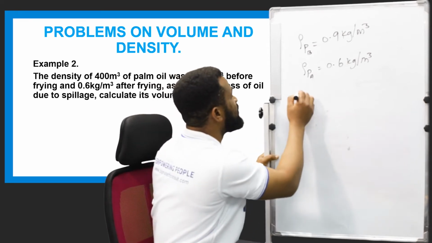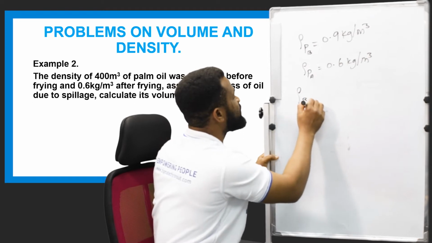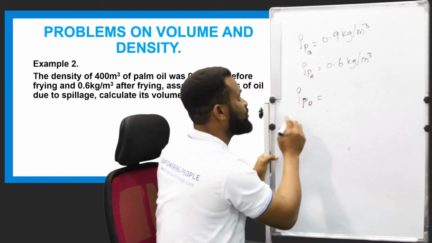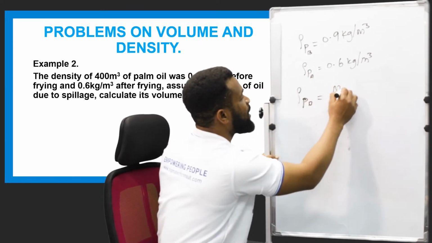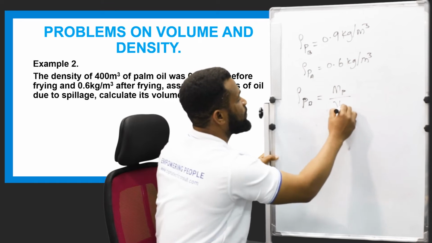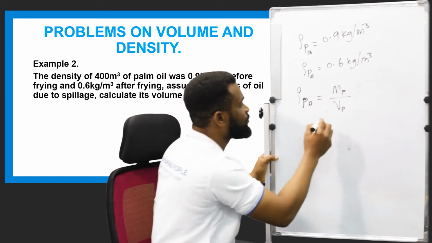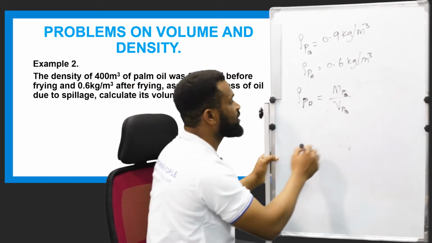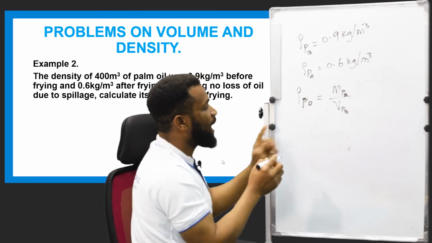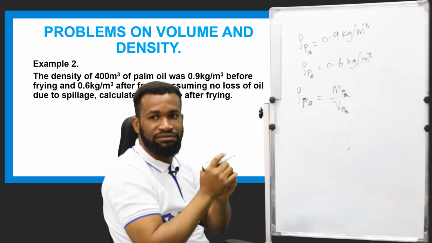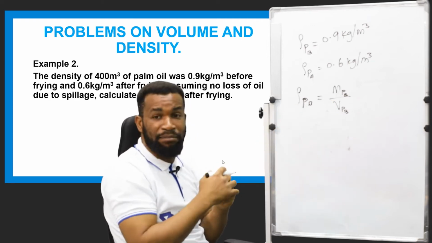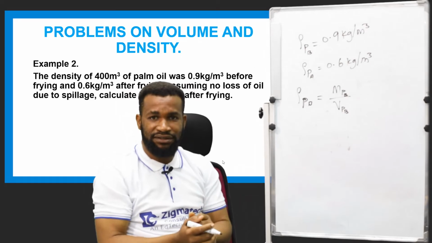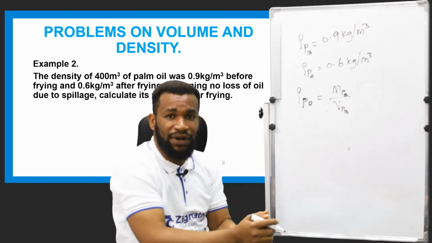So I'm going to start with the density of palm oil before frying, which is given as mass of the palm oil over volume of the palm oil. This one is before; I'm using B to say before. If I substitute the values here, I don't know the mass and I don't know the volume. I'm looking for the volume, but we can make a principal statement concerning the mass going forward in order to simplify it.